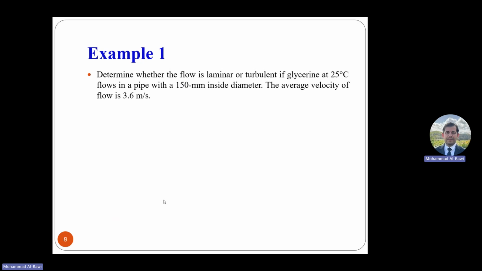Example: determine whether the flow of glycerine at 25 degrees Celsius in a pipe with a 150 millimeter inside diameter is laminar or turbulent. The average velocity of flow is 3.6 meters per second. So you know that's what we say: Reynolds number is related to the properties, dimensions, and the velocity.